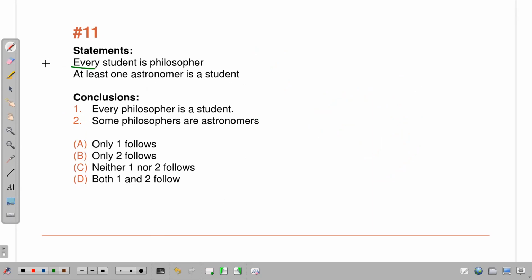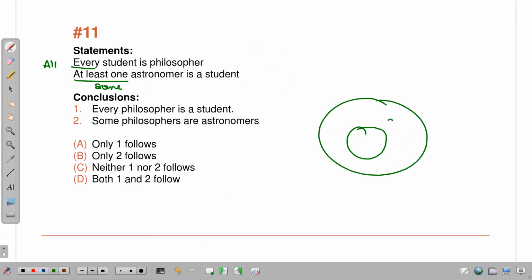Now, every is taken as all, so all students are philosophers, and at least one is taken as some. When some arguments or statements or propositions do not look like this, you should convert them to their logical equivalent. So all students are philosophers, and one astronomer is a student. So at least some astronomers are students.